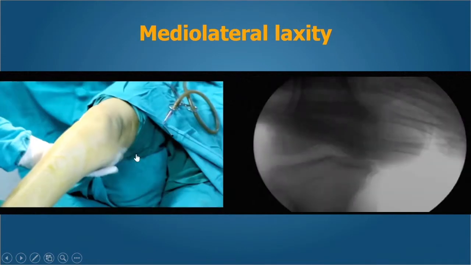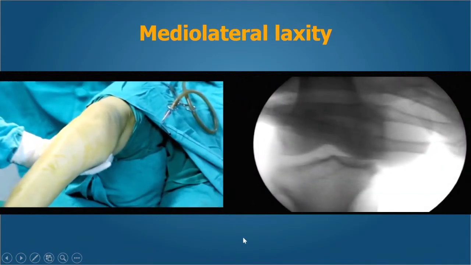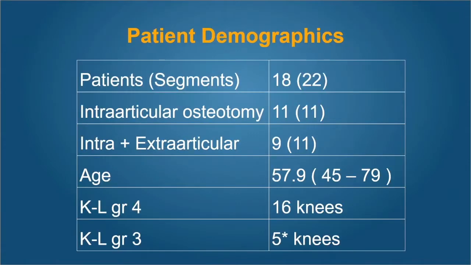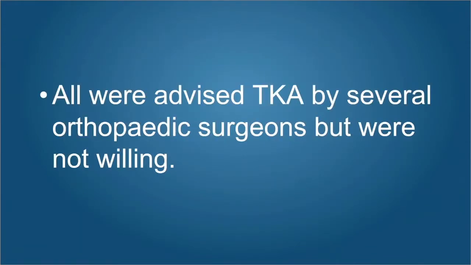So we excluded those with frank lateral compartment arthritis, as in those having lateral joint line tenderness or osteophytes of grade 3 and more. So these are the patient demographics. Half of them had only an intra-articular, half had an intra and an extra-articular deformity. They were all very severe arthritis patients. Of course, all were advised an arthroplasty, but did not want one for various reasons.